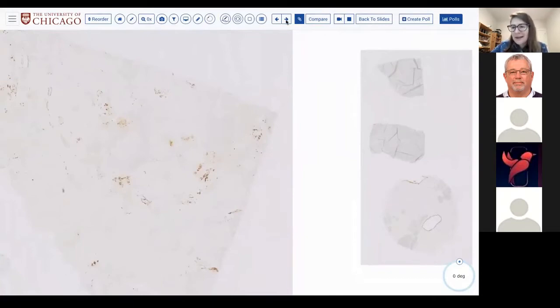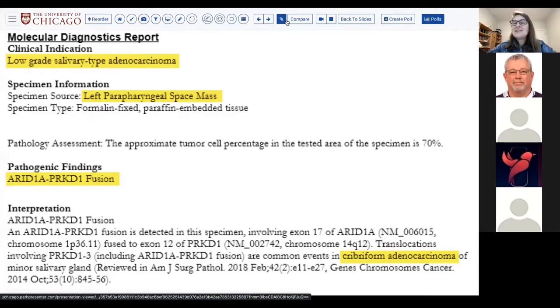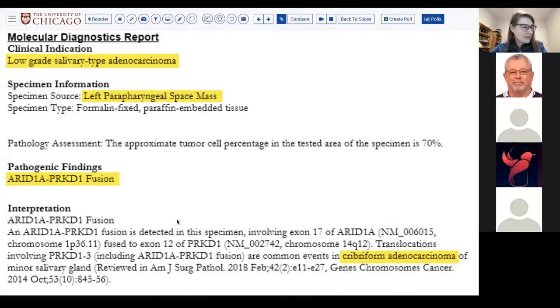Before I give the big genetic reveal. We like to do next-gen sequencing on a lot of our tumors because we think it's interesting, and in this case it is at least very helpful diagnostically. This had an ARID1A-PRKD1 fusion. PRKD is fused specifically in the so-called cribriform variant of polymorphous adenocarcinoma.